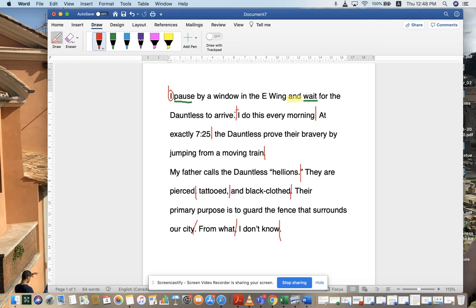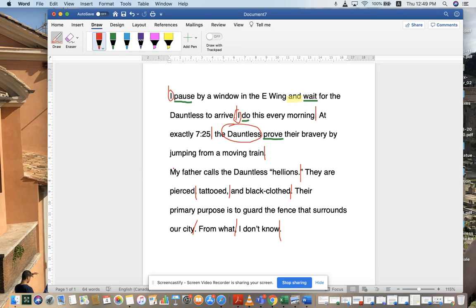So now I have another subject right here, I and do. And then we got at exactly 7:25. That's a prepositional expression. There's no subject. How do I know it's a prepositional expression? Because it starts with a preposition, at, and of course you're going to say at what, and we get 7:25. So again, prepositional phrases are not subject-predicate. So the next one after the comma is my subject, and that's dauntless. And right off the bat, we got our predicate right next to it, which is the verb prove. And then there's nothing else, so I move on.